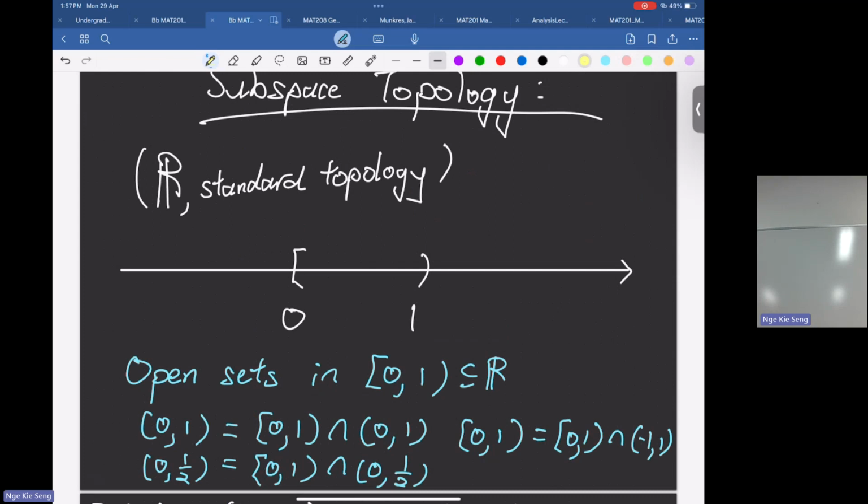Although we know that the half-open interval here is open in the subspace topology, is it open in the standard topology on R? It is not. Okay. Is it open or not? Because to be open, what do you need to do?